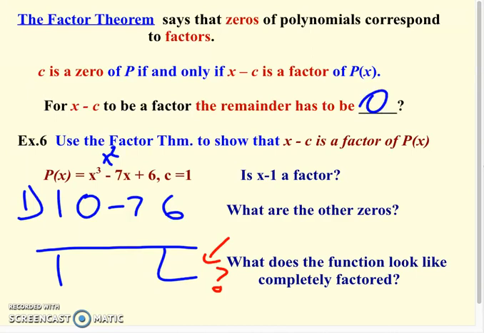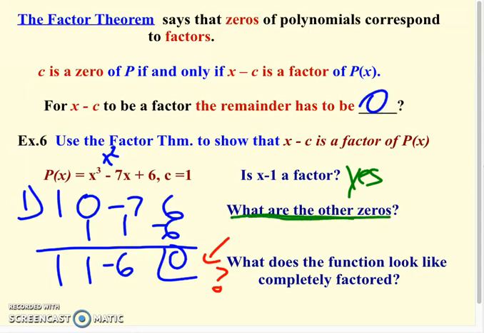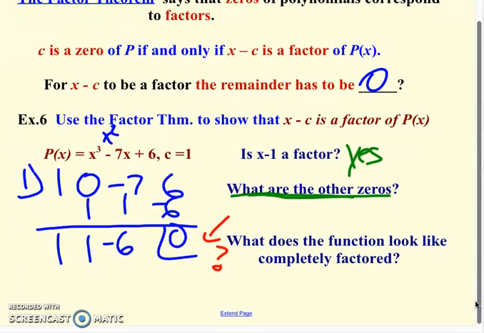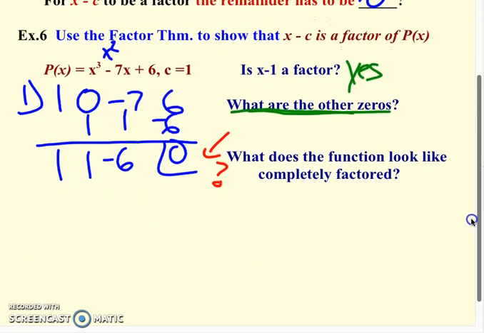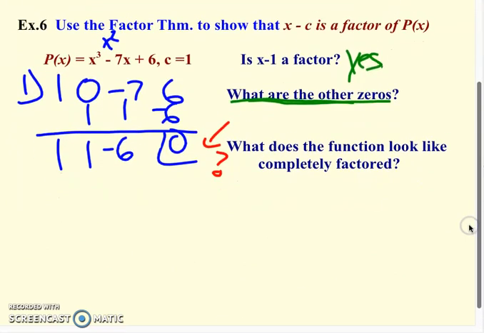What's good about synthetic, again, is it's nice and easy. Okay, that right there is a check. So what I know is, yes, it's a factor. Now the question about what the other zeros are is based on the quotient. It turns out now synthetic becomes one of our factoring methods. So you can go back to chapter 1 and say we looked at a lot of factoring methods. We didn't look at synthetic. But it is used to help you do factoring.